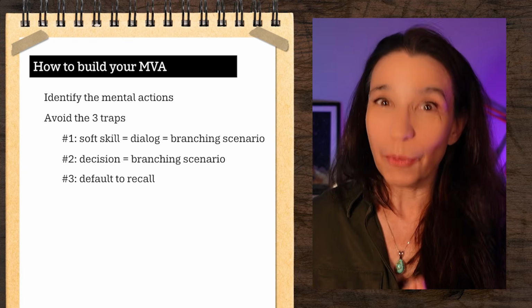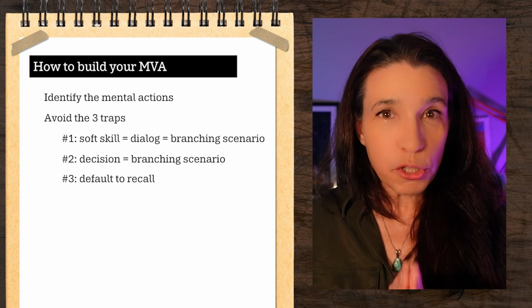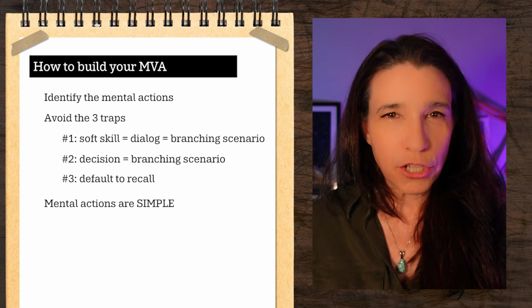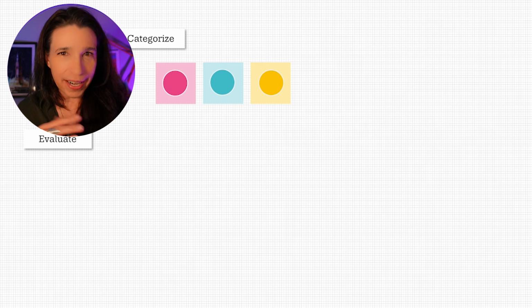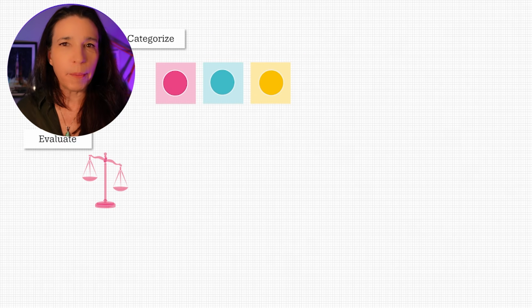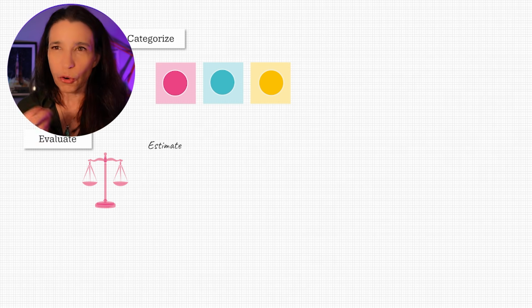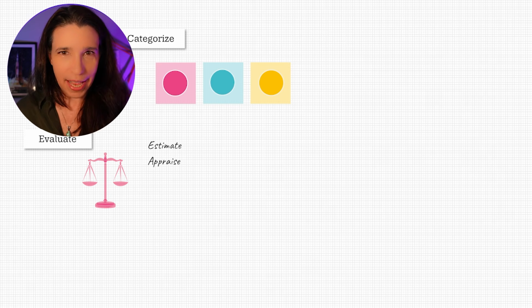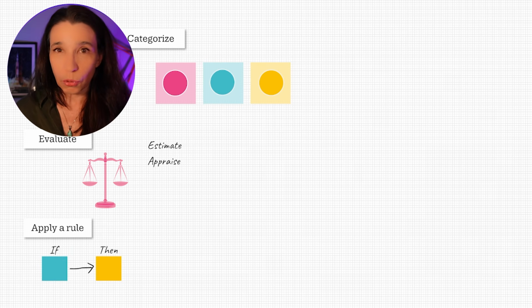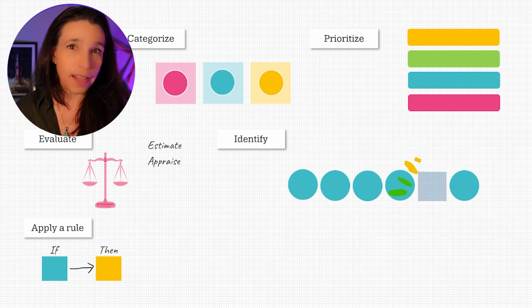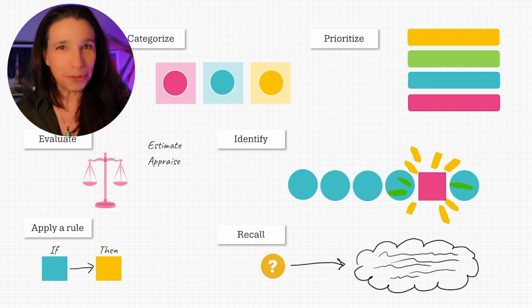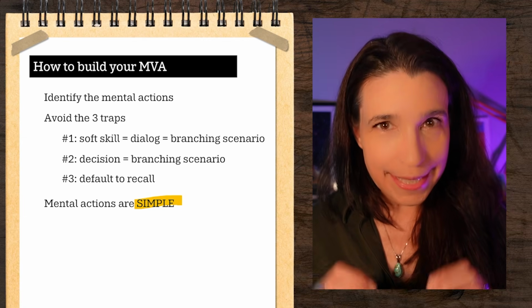Okay, now let's find the right mental action step by step. The first big hint is that you're looking for mental actions that are really simple. Things like put elements in the right category, or evaluate, where the learner has to come up with a number, a grade, or a crop yield. Any judgment, estimation, or appraisal task is an evaluation task. Or apply an if-then rule. Prioritize, recognize, identify, and yes, sometimes recall. Always look for really simple actions.